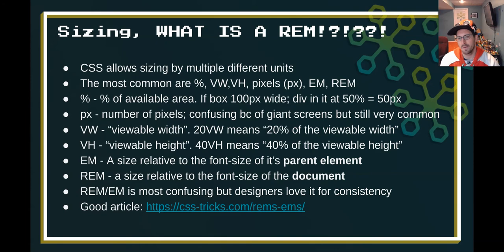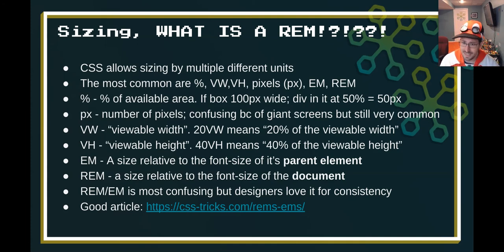Then you've got EM, which is the size relative to the font size of its parent. So if something sets the font size, and then the children have like a 0.5 EM, whatever the font size of the parent item, you multiply by that EM value and you'll get the child. So if the parent has 16 pixels and the child is 0.5 EM, then you've got 8 pixels effectively. So it allows you to kind of mix and match these units together and do things relative to other things. It's really good for scaling, mobile design, things like that.